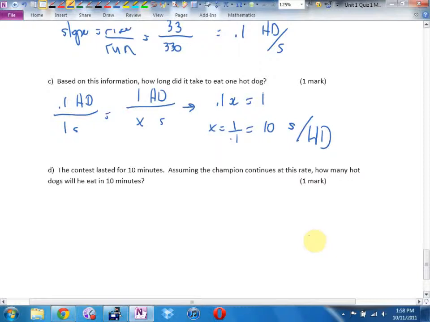10 minutes is how many seconds? 1 minute is how many seconds? 10 minutes is how many seconds? 600? Right? So, here's what we're going to say. 600 seconds.